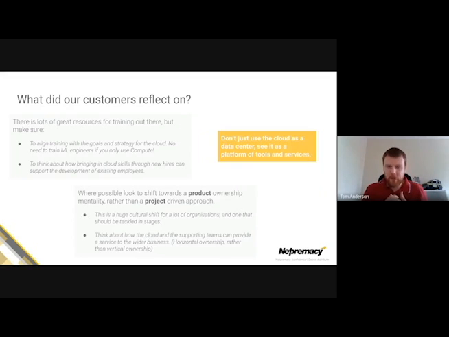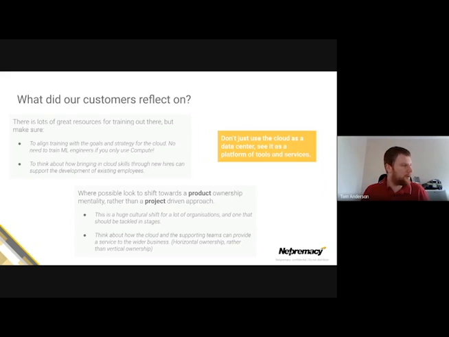This is a huge, huge cultural shift for a lot of organizations. There are a lot of organizations who have done project-driven approaches all the time, who have never had a product owner role within the organization. Have a think about how you can introduce that concept, because what we find is organizations that adopt a product ownership mentality are a lot more successful in their use and expansion of use of the cloud, and their adoption is very much driven by that product ownership.